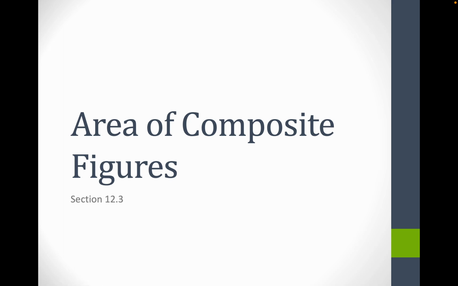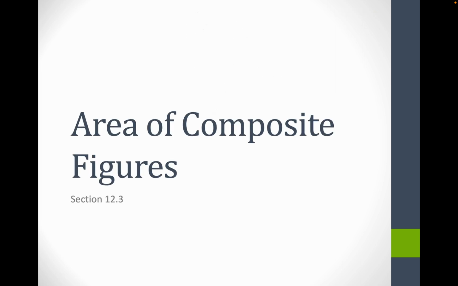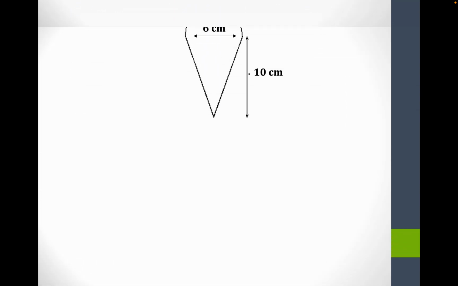In this video, you will learn how to find the area of composite figures. A composite figure is a figure made up of several different shapes that can be split up into smaller shapes to find the area of the whole figure. Let's take a look at our first example.